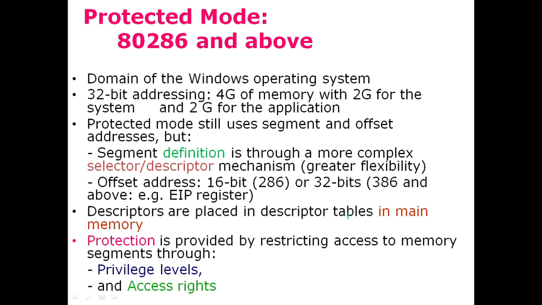The protection mechanism is used to provide protection to memory segments by restricting access to them through privilege levels and access rights. When a request for access to a segment is received, the level of that request and the privilege level of the access right of the segment are compared with each other, and based on the privilege levels and the access rights, the access is either allowed or stopped.